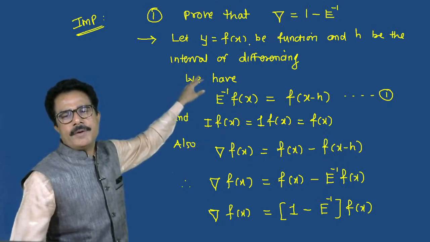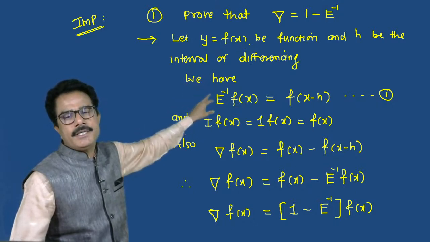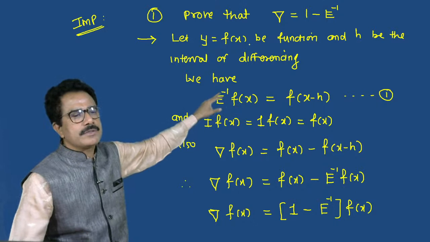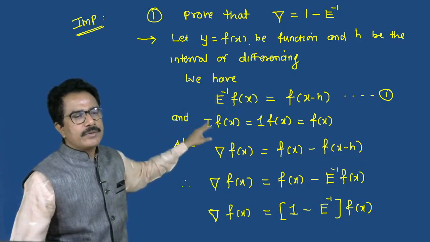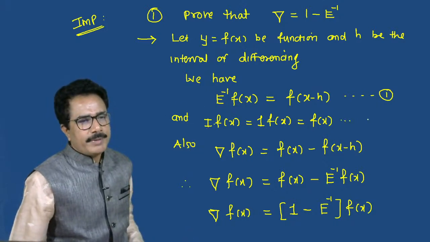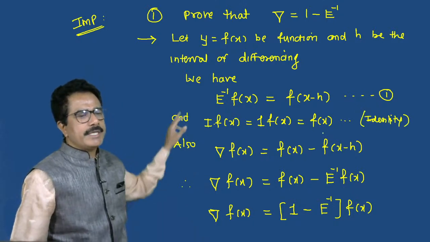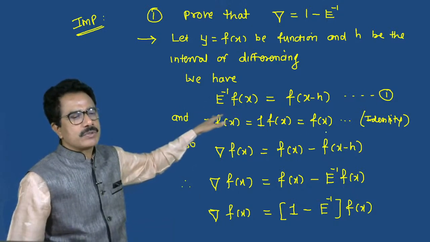Let y is equal to f of x be a function and h is the interval of differencing. Then, according to the backward shift operator, E inverse of f of x is equal to f of x minus h. I is the identity operator. Identity operator I into f of a, or 1 into f of a, is equal to f of a.